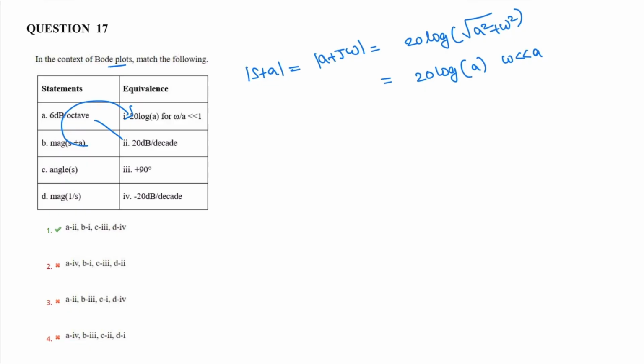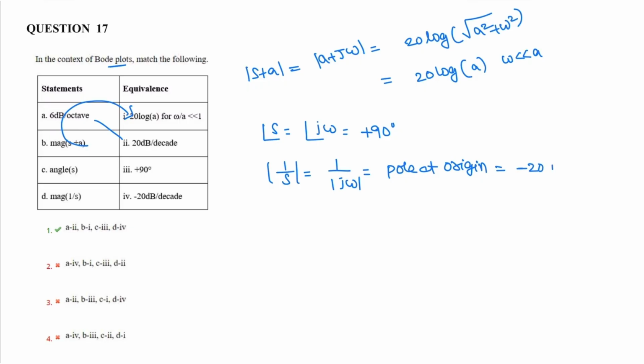Next is angle of s. s is j omega, so it is plus 90 degrees. Magnitude of 1 by s: 1 by j omega. So it is a pole at origin, the opposite of a differential term at origin. It corresponds to a slope of minus 20 dB per decade. So the correct option is 1.